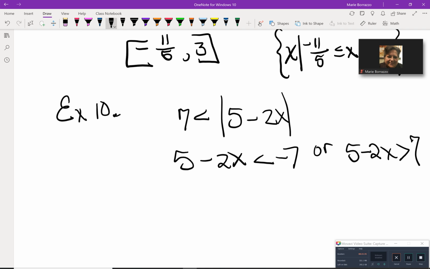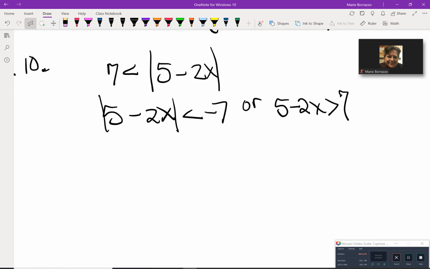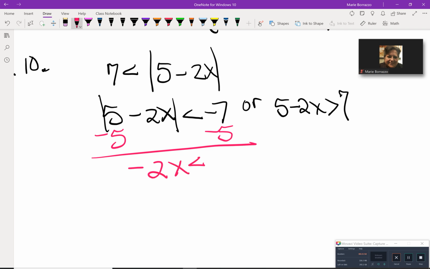All right, so if I solve for this, let's solve for each respectively. If I subtract this 5 on both sides for the first one, I'm going to end up with negative 2x is less than negative 12, and therefore x is greater than 6.